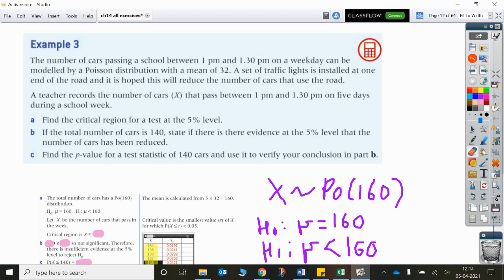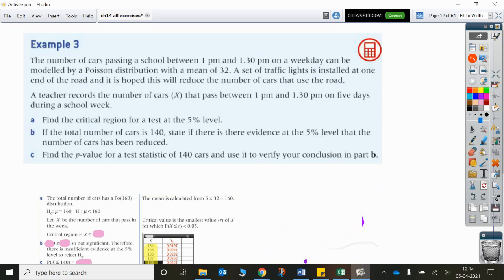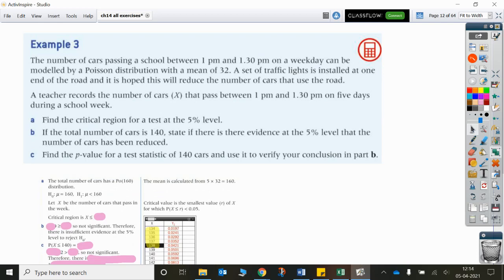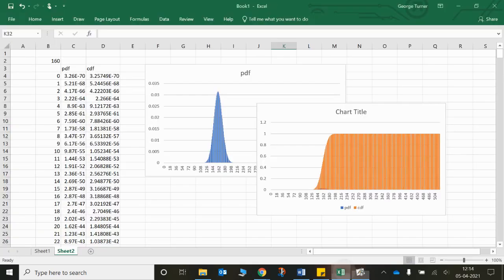Okay, so let's just take some of this back. So I would state the distribution, state your test. That's essentially what they've done there as well. Now, we haven't found the critical region yet, but before we go into that, let me just show you what I've done here.